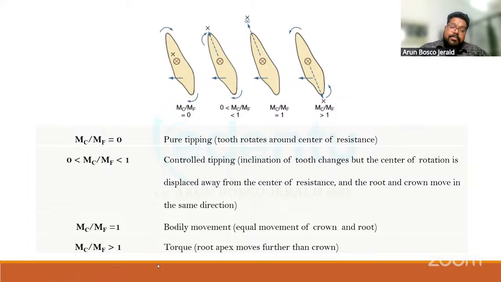That means if it is more than 1, that means moment of couple is more. That means counteracting moment is more. This will give a root movement in Leeway pattern direction. That means there will be torquing of the root. So this is from Proffit textbook.